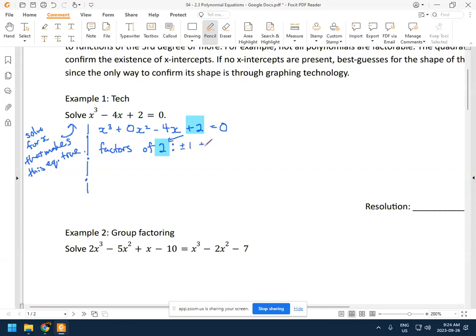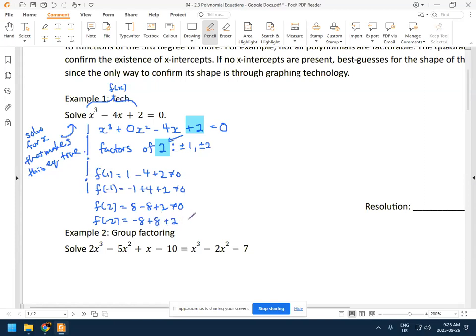Good? All right. So I'm going to spare you the pain. I'm going to do it for you, okay? I'm going to call this f of x, just for simplicity's sake. F of 1 is 1 cubed minus 4 times 1 plus 2. That is not a 0. Okay. F of negative 1. Negative 1 cubed is negative 1. Negative 4 times negative 1 is plus 4 plus 2. That is not a 0. F of positive 2, that's an 8 minus 8 plus 2, not a 0. F of negative 2, negative 8 plus 8 plus 2 is not a 0.